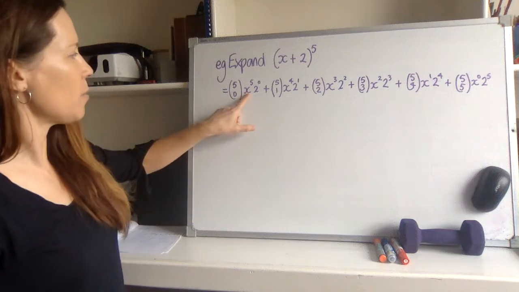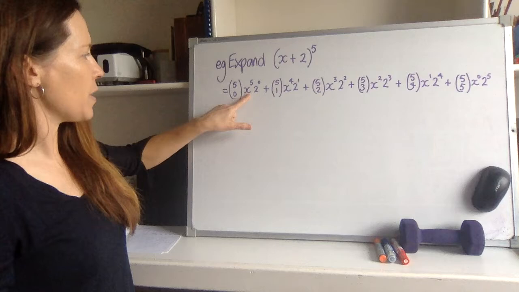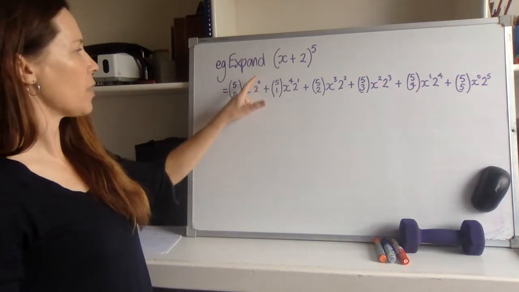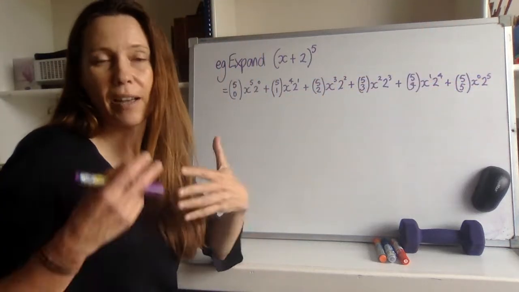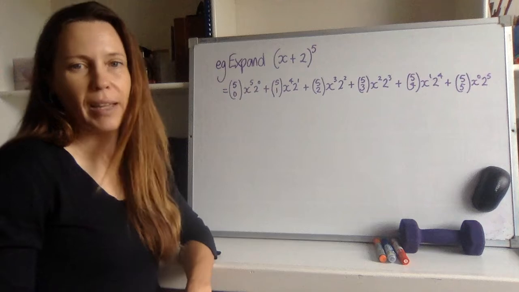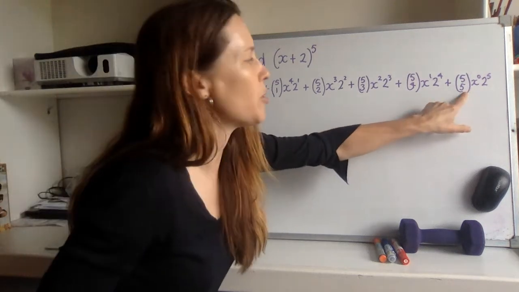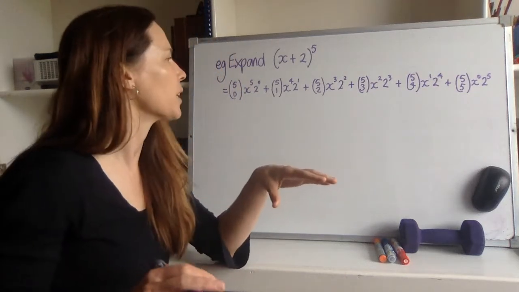check. I can double check here that the powers each time add up to 5. So for the x's, I've got 5, 4, 3, 2, 1, and 0. And for the 2's, I've got 0, 1, 2, 3, 4, and 5. And a quick glance tells me that I haven't messed anything up or left anything out. I've also got my 5 choose 0 all the way up to 5 choose 5. So a quick inspection here tells me that this is a great first line of working.